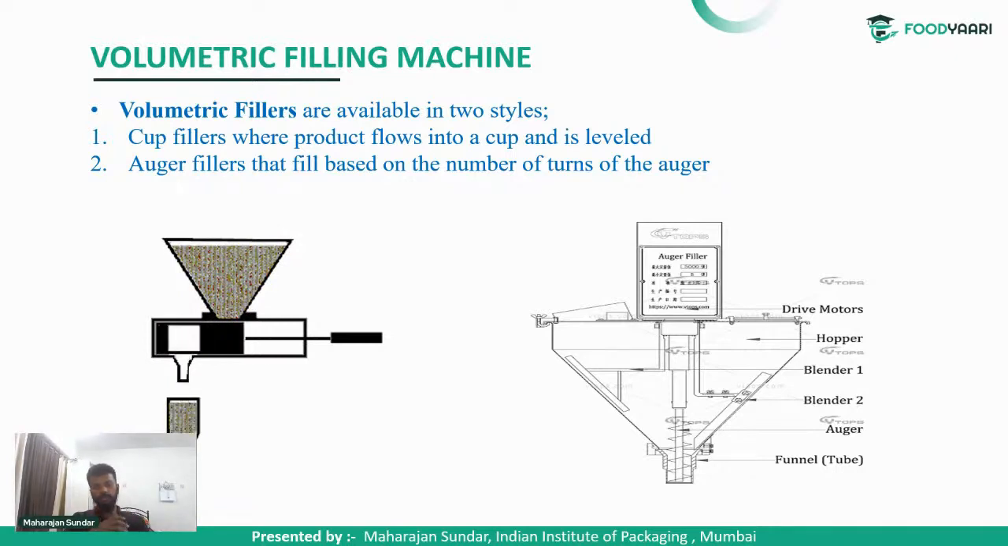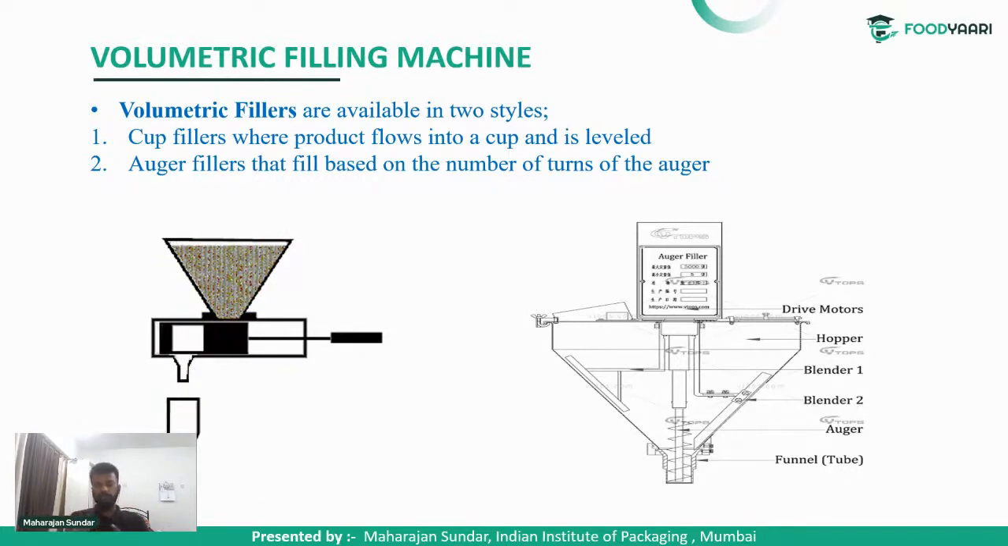As I mentioned earlier, this is used for fine products and for hygroscopic products, because while packing, these products might absorb moisture from the environment. To avoid formation of lumps, it is continuously agitated by blender 1 and blender 2. This part is continuously in rotation, in relation with the rotation of the auger.